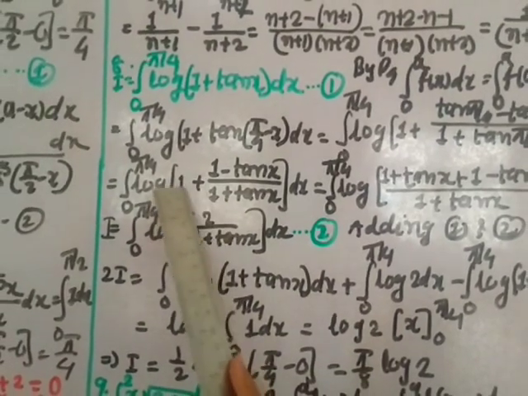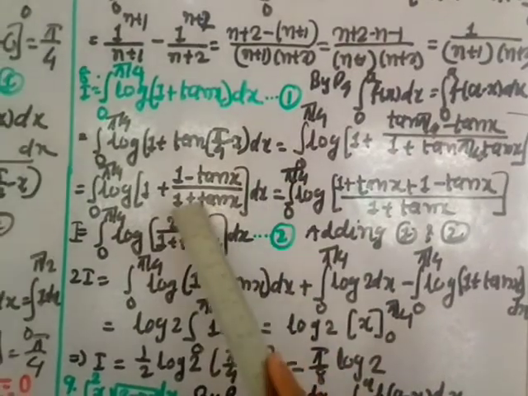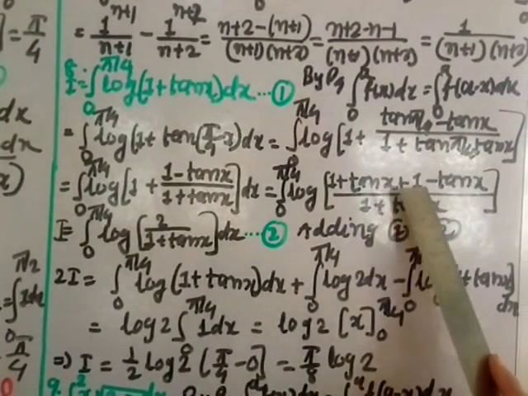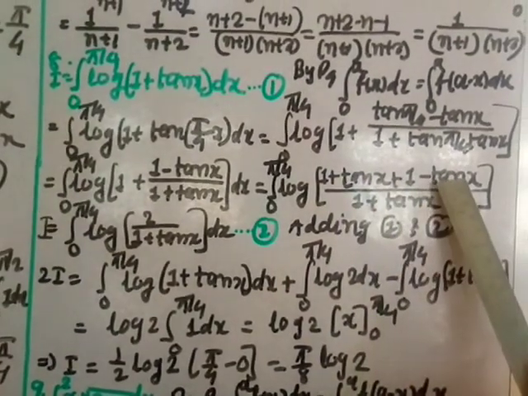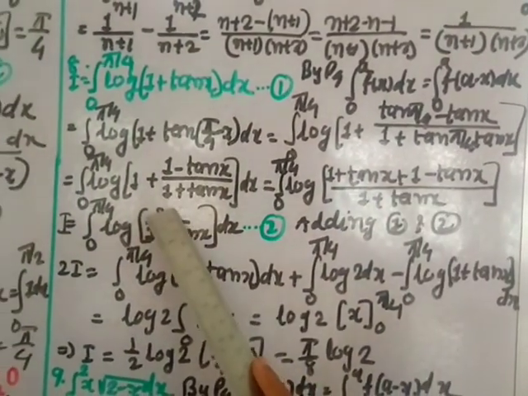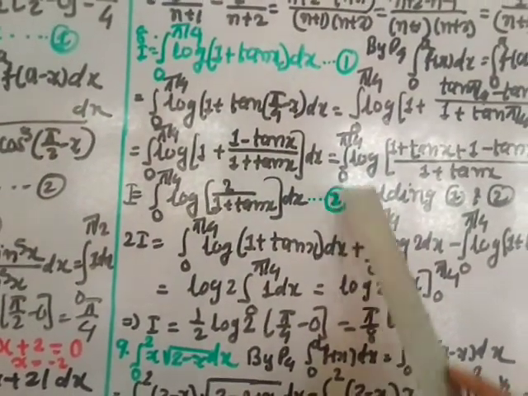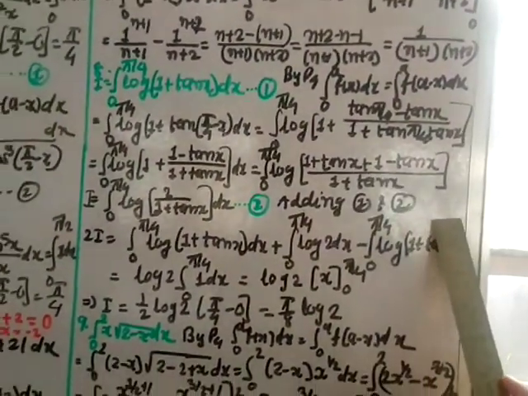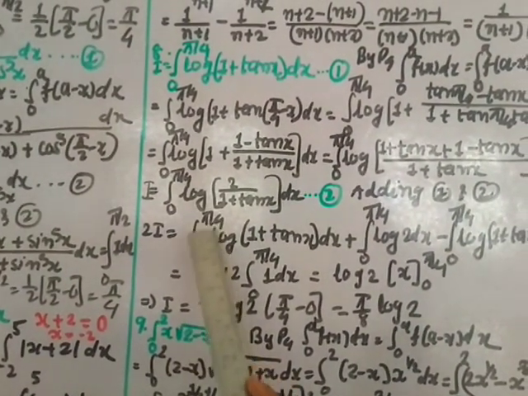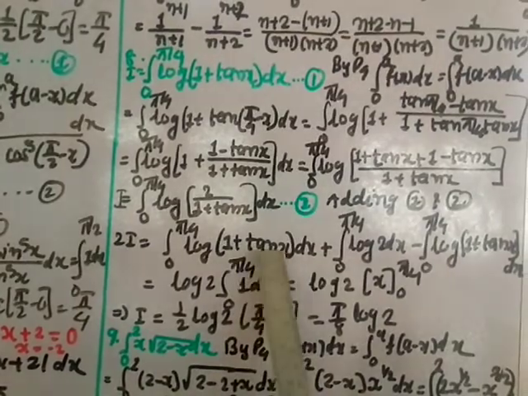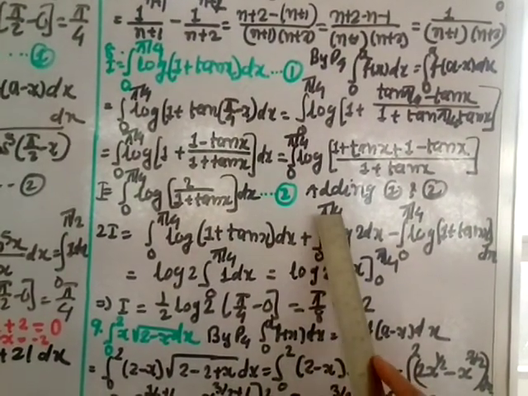Here take LCM, so you get integral 0 to pi by 4 log, here you multiply with 1, so (1 plus tan x plus 1 minus tan x) divided by (1 plus tan x). Tan x and minus tan x cancel, 1 plus 1 is 2, so 2, denominator is 1 plus tan x dx. This is equation number 2. Now adding 1 and 2, what you get is I plus I, 2I, equal to integral 0 to pi by 4 log (1 plus tan x) dx plus integral 0 to pi by 4.